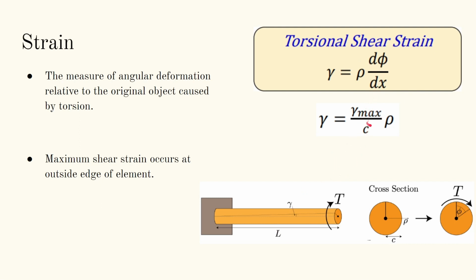So it's the ratio, and if you already have it, this is a simpler equation right here. If you already have the maximum shear strain, you can just solve for c, which is the radial distance right here, and ρ is just going to be whatever, at any radial distance you can solve for the shear strain.